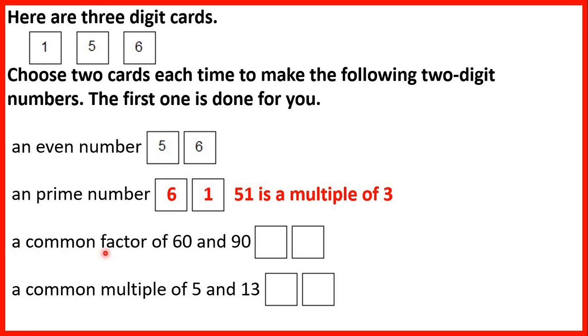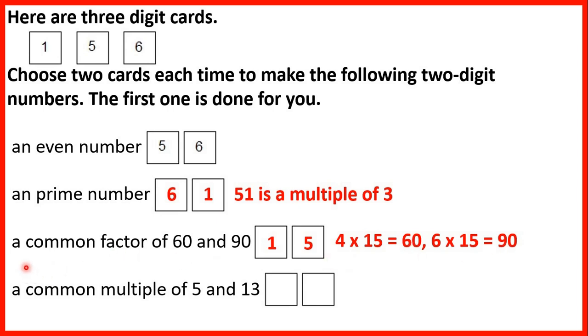Now we need a common factor of 60 and 90. So a factor is like the opposite of a multiple. So we need a number with 60 in its times table and 90 in its times table as well. So we can make the number 15 because 4 times 15 is 60, so 15 is a factor of 60, and 6 times 15 is 90.